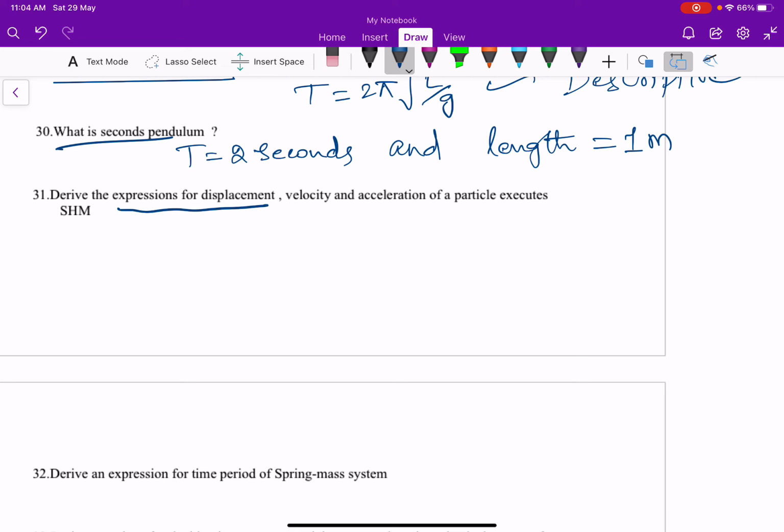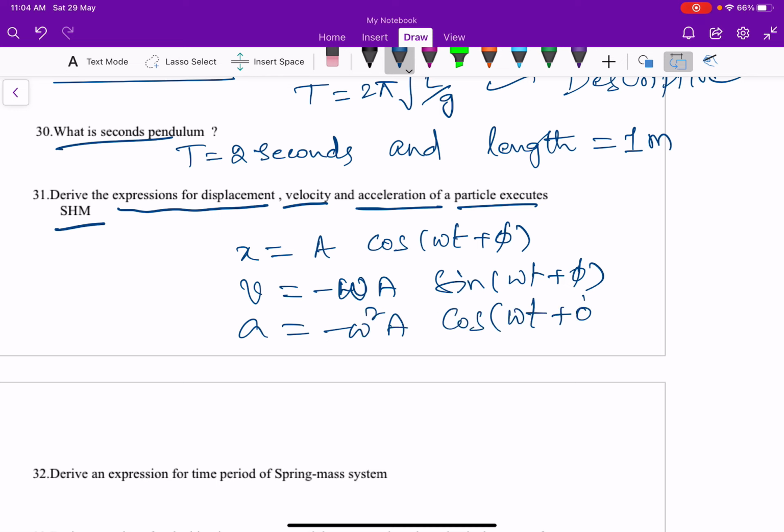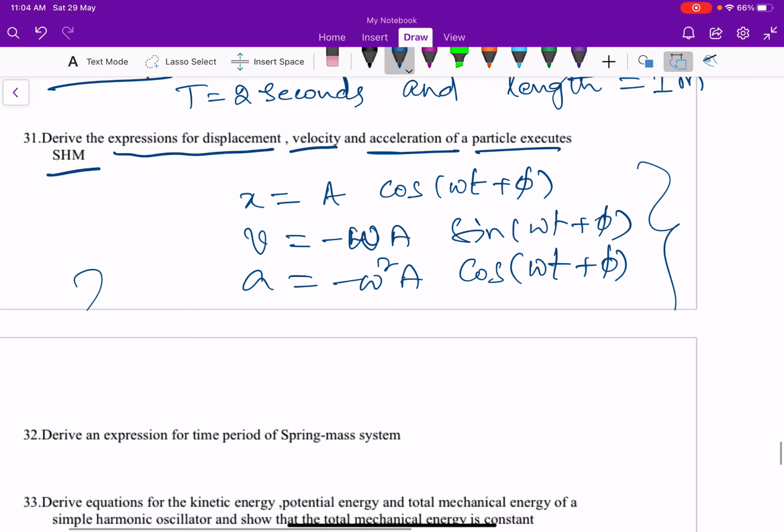Derive the expression for displacement, velocity and acceleration of a particle executing simple harmonic motion. That is, derive expressions x equal to a cos of (omega t plus phi), v equal to minus omega a sine of (omega t plus phi), and acceleration a equal to minus omega square a cos of (omega t plus phi). Derive these three equations for simple harmonic motion. Next, this is also descriptive part.